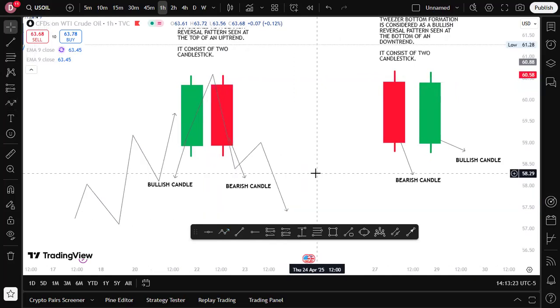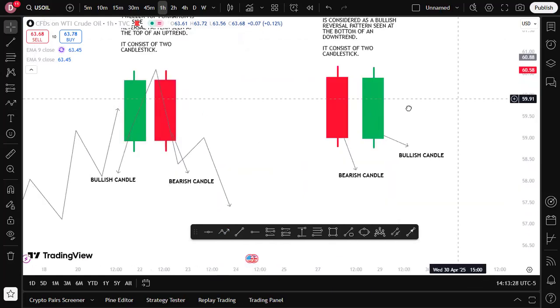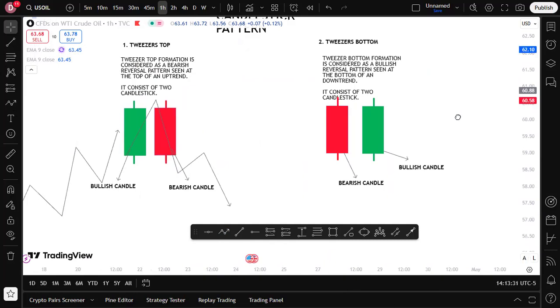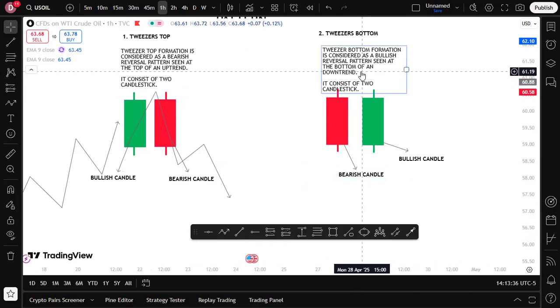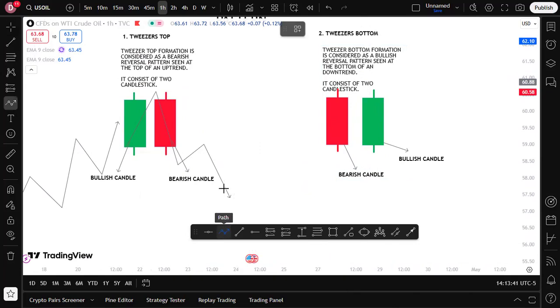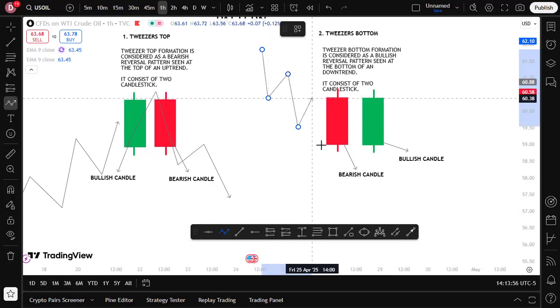We're going to see an example of it in the chart. Then, okay, let's talk about the bullish one as well. That's the tweezer bottom. The tweezer bottom is considered a bullish reversal pattern seen at the bottom of a downtrend, and it consists of two candlesticks. Now, if we are going down in price, because it's seen at the bottom of a downtrend and signifies that a bullish reversal is about to happen, we're going down with price and then this pattern occurs at the bottom of the downtrend.